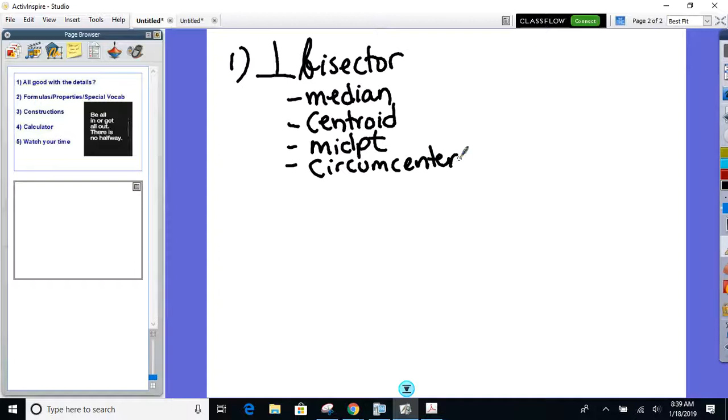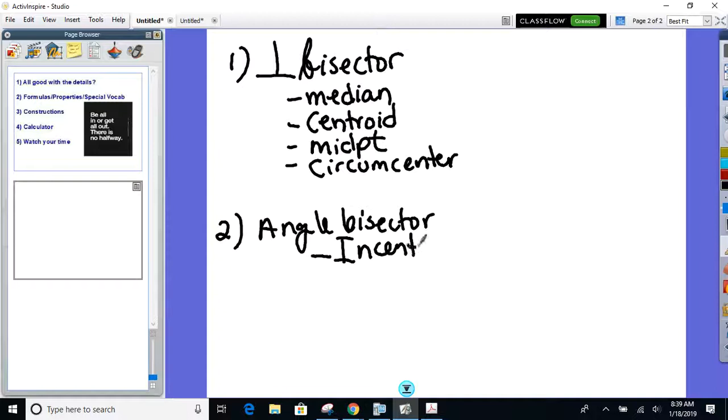All right, what else do you think could possibly be on there? Angle bisector. Which would lead you to the what? Incenter, yep. Another construction. Okay, altitude, let's pick that up.